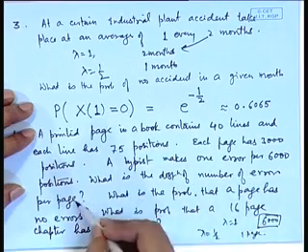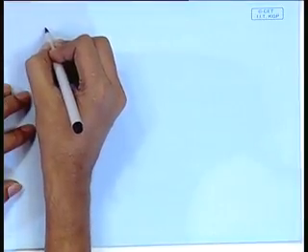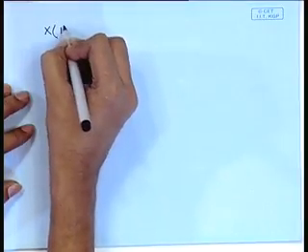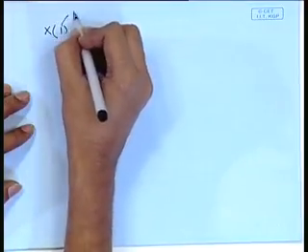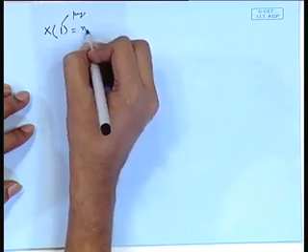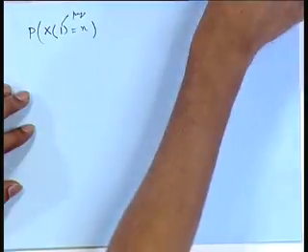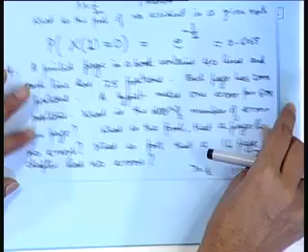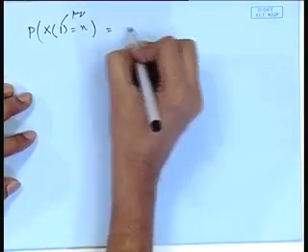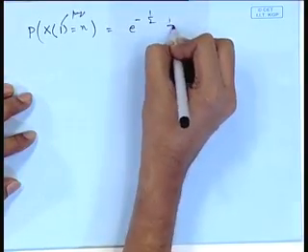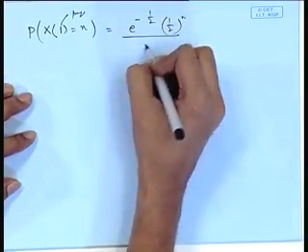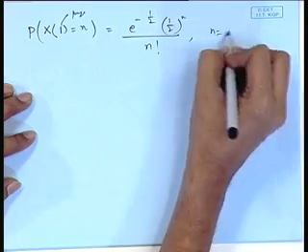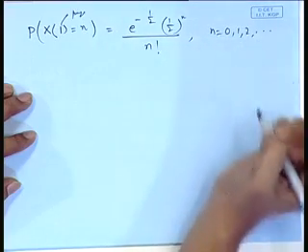What is the distribution of number of errors per page? This will be probability of X1 equal to n, where 1 means one page, and here lambda is becoming half. So, it is e to the power minus half, half to the power n by n factorial, n is equal to 0, 1, 2 and so on.